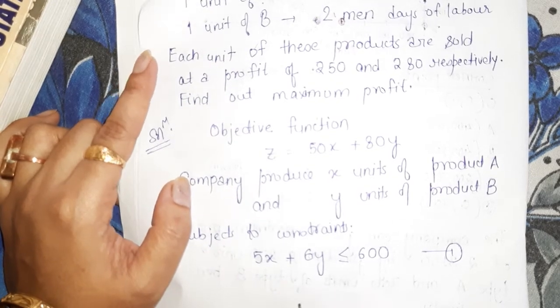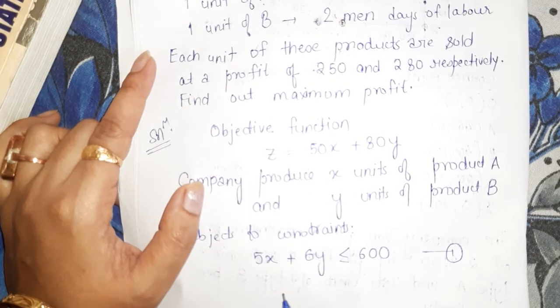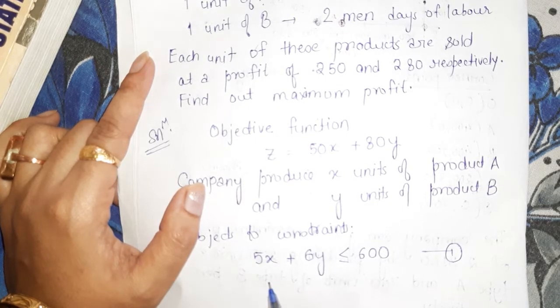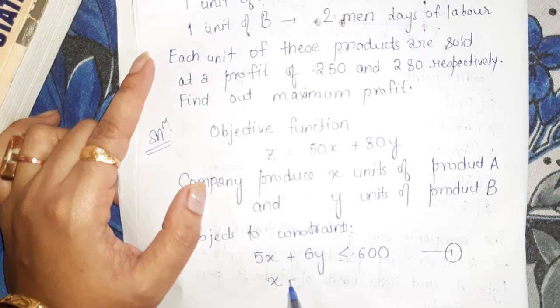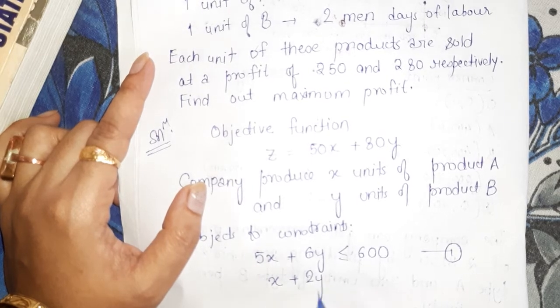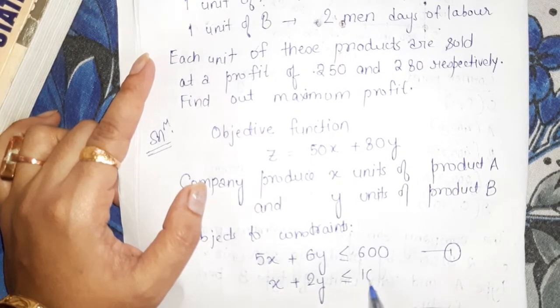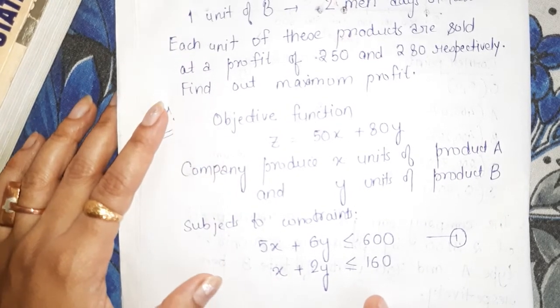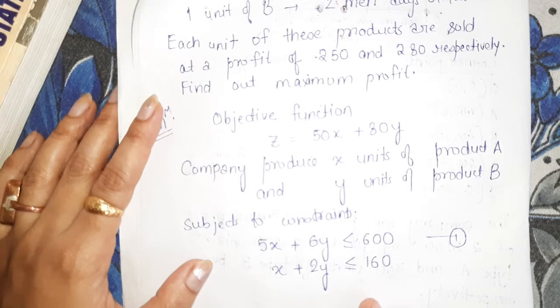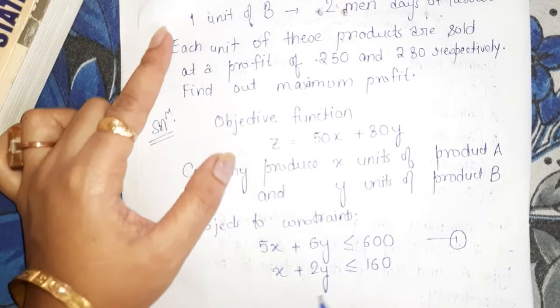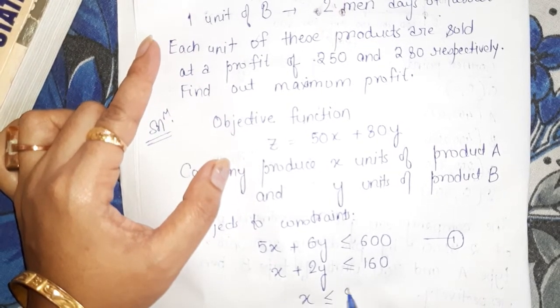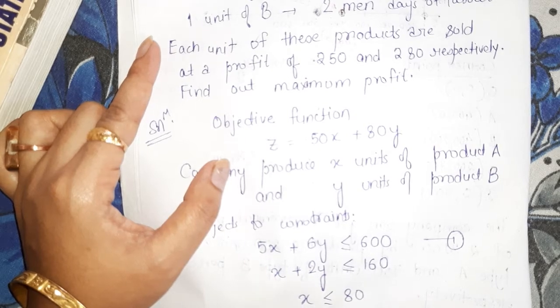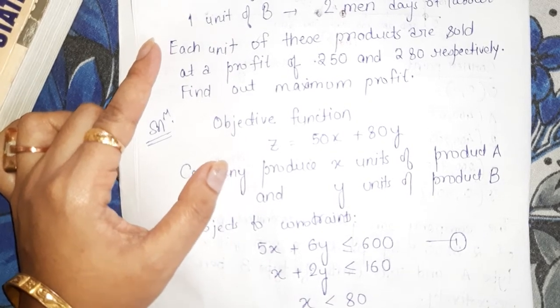Next, labor means about employees. Product A requires 1 man day of labor, and B requires 2 man days of labor, and it is less than or equal to 160 because the maximum labor you have in the company is 160. And you can produce x less than or equal to 80 and y less than or equal to 60.